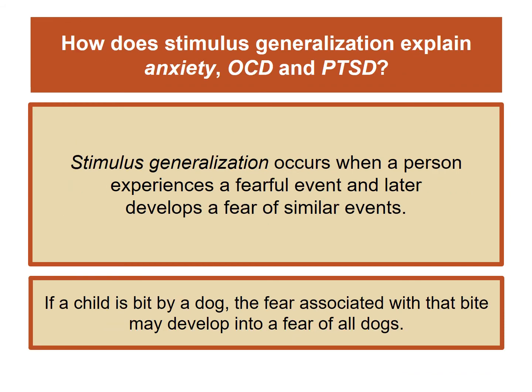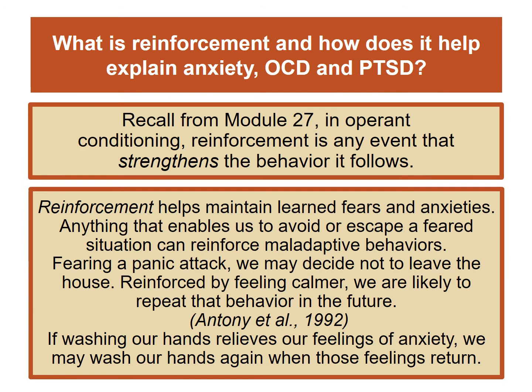How does stimulus generalization explain anxiety, OCD, and PTSD? Stimulus generalization occurs when a person experiences a fearful event and later develops a fear of similar events. If a child is bit by a dog, the fear associated with that bite may develop into a fear of all dogs. What is reinforcement and how does it help explain anxiety, OCD, and PTSD?